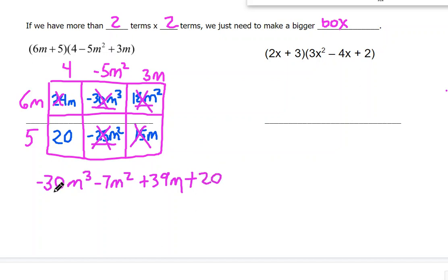And this right here is my answer, and it's in standard form because my variables are going down, starting with my biggest variable, going down to my smallest, and leaving my constants, or numbers with no variables, at the end by itself. Okay, go ahead, try this one on your own.